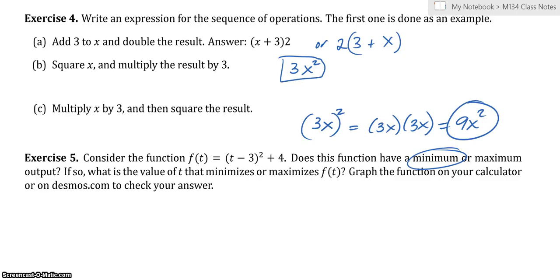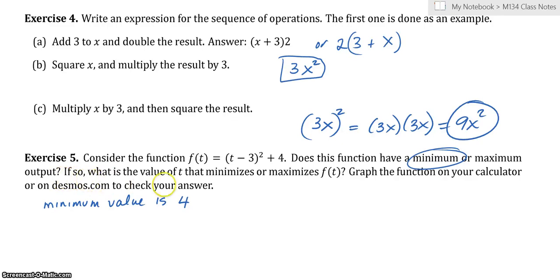What is the answer? The minimum value is 4. How did I get 4? Because here we're adding, that's why it's a minimum. And no matter what, I'm going to add something that is positive. So it's just going to get bigger and bigger and bigger. So what makes 4?